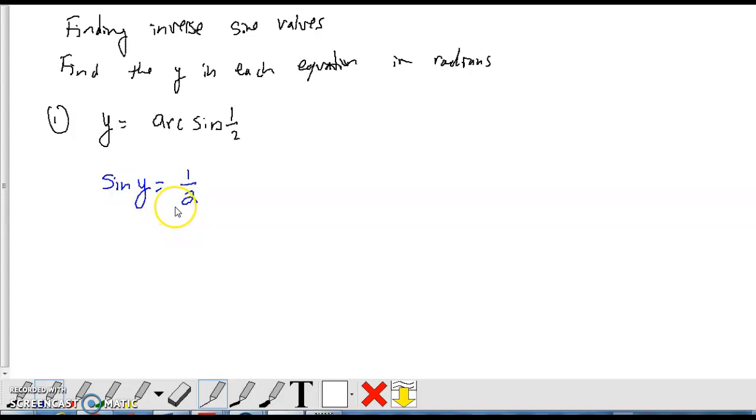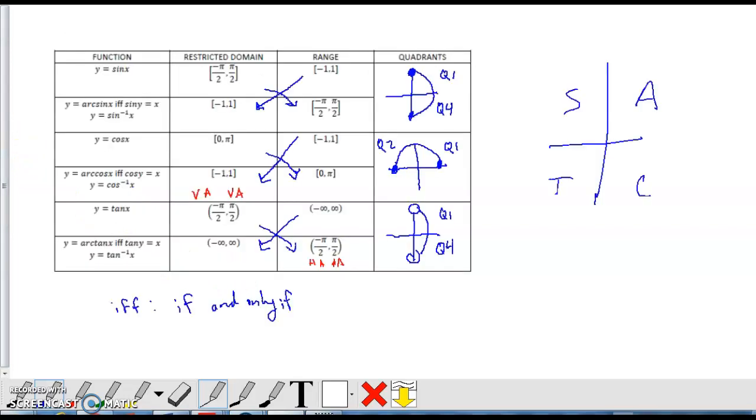So where is sine positive? Sine is positive in the first quadrant. So it's positive in the first quadrant where y would be pi over 6, right? And it's also positive in the second quadrant, right? Where it would be 5 pi over 6. But if we remember from our chart, we only want to deal with domain between negative pi over 2 and pi over 2, right?